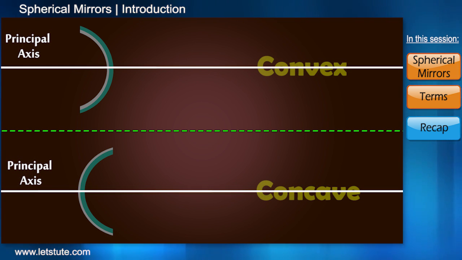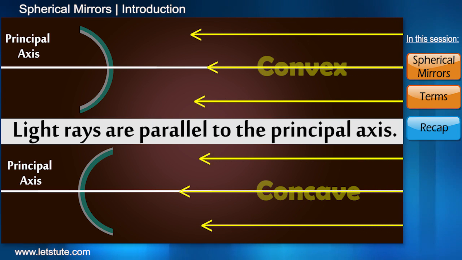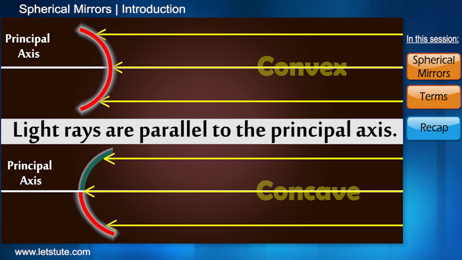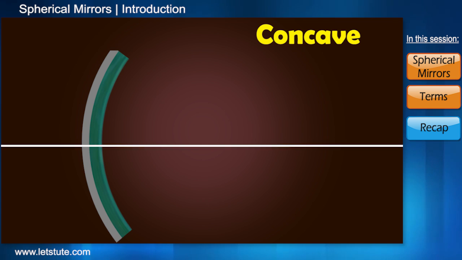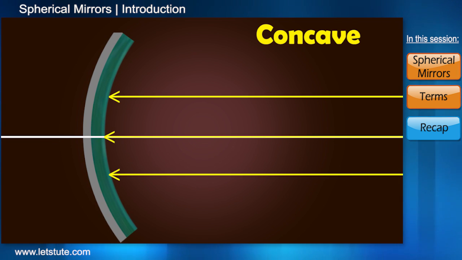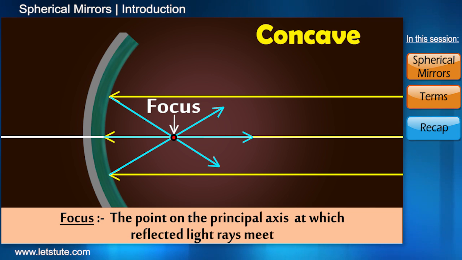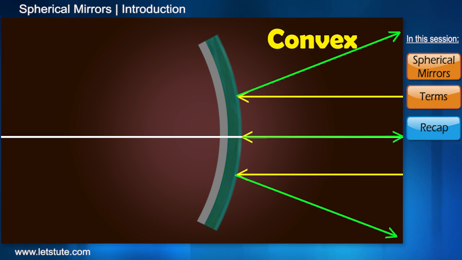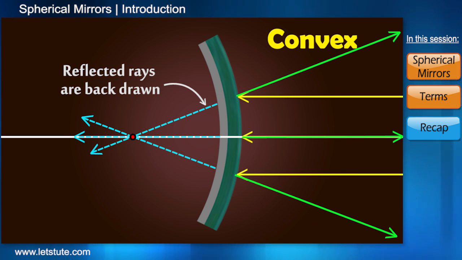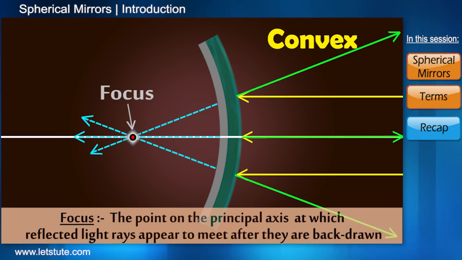Now along these lines, let us imagine a beam of light which has all rays parallel to the principal axis incident onto both the concave and the convex mirror. As mentioned before, in the case of the concave mirror which focuses light, the rays of the beam will be focused onto a point. This point is called the focus. In the case of the convex mirror which diverges light, the rays of light will appear to diverge from a point. This is the focus for the convex mirror.